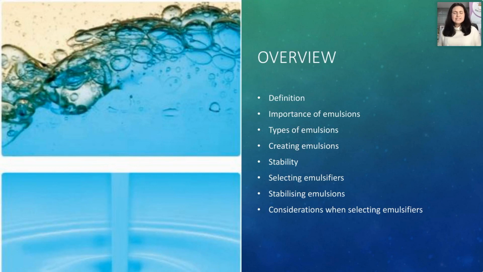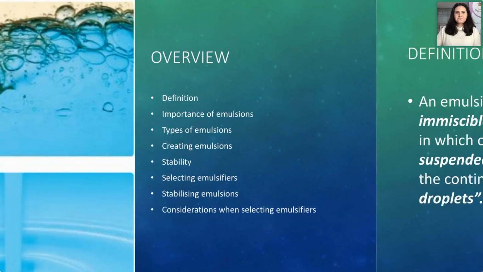Then just briefly going to touch on how you would select emulsifiers. There are thousands out there. So we're going to look at why you would choose certain emulsifiers over others, and how you can select the right ones to ensure a stable formulation. Then we're going to look at stabilizing it, and a couple of key considerations that are not necessarily the technical ones, but more commercial considerations and things to consider when you are selecting emulsifiers. So we'll be covering all of that briefly today.